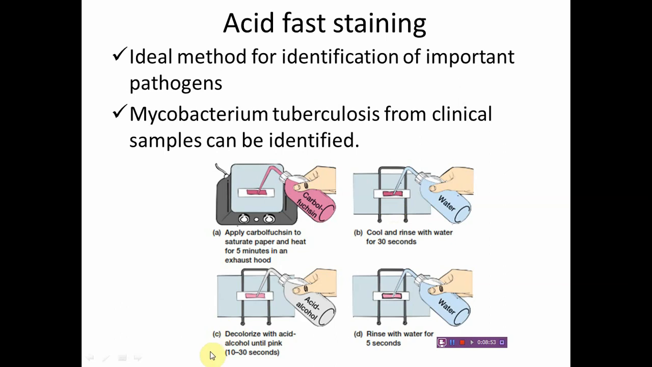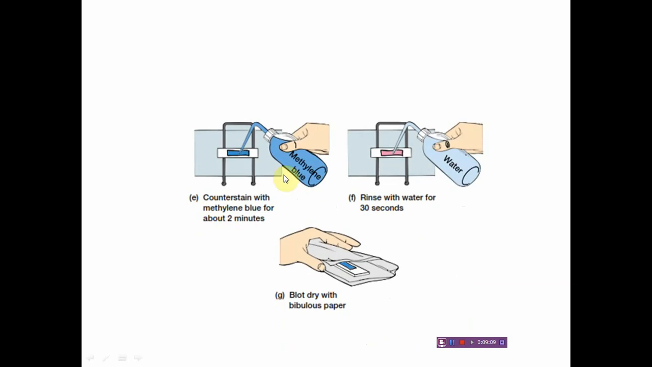Thereafter the decolorization is done. For decolorization, a strong decolorizer, that is acid alcohol, is used. After 10 to 30 seconds of decolorization, the slide is washed again, and thereafter the counter staining is done. For counter staining, methylene blue reagent is used. Methylene blue treatment lasts only for 2 minutes.